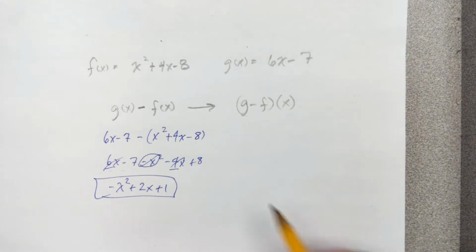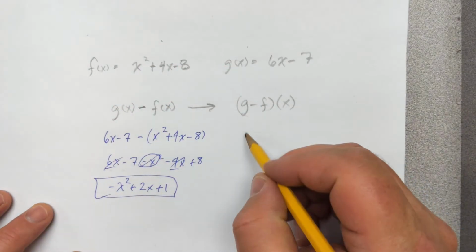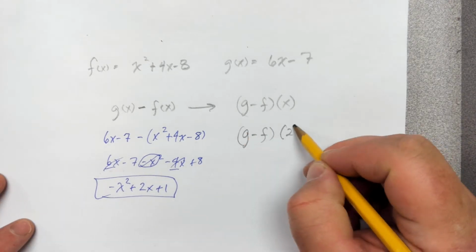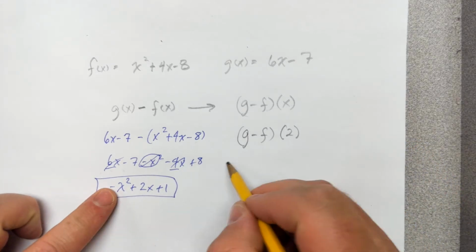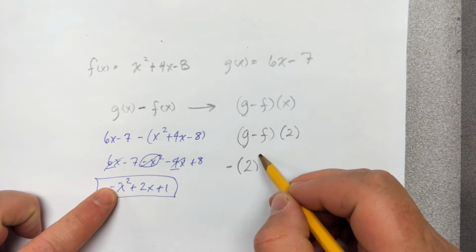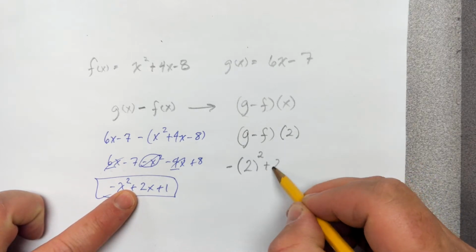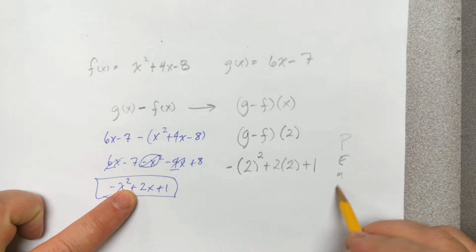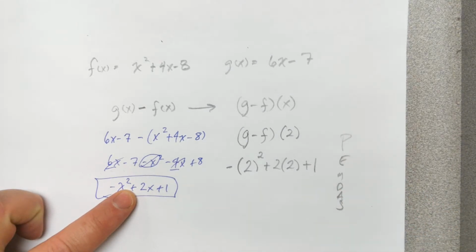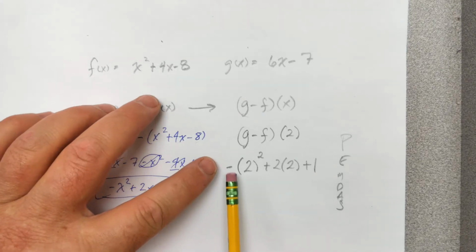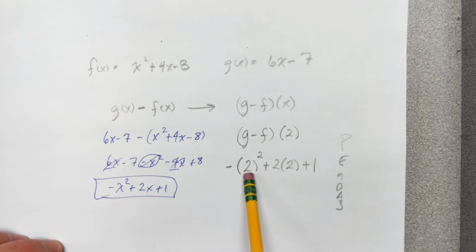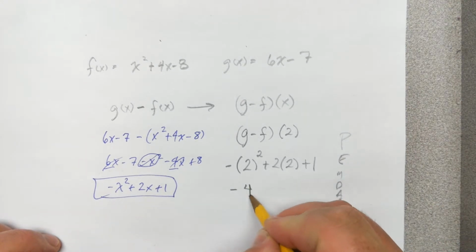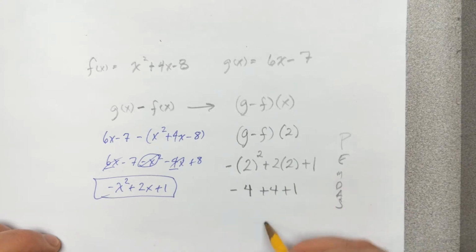So for example, let's work with the same thing right here. Let's say we had g minus f of 2. That means you take this answer, and you gotta make sure you use parentheses. Everywhere you see an x, put parentheses, put a 2. And then it's just PEMDAS. The place that you might mess up is it's really tempting to multiply that number times that number first. But exponents come before multiplying. So it's negative 4 plus 4 plus 1, which is just equal to 1.